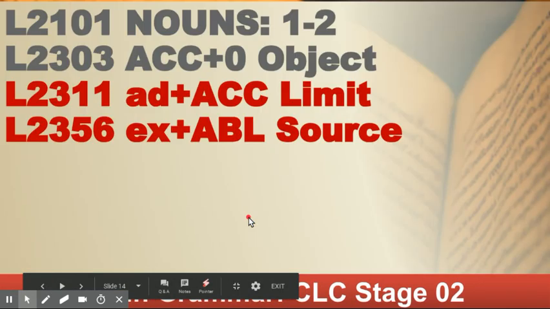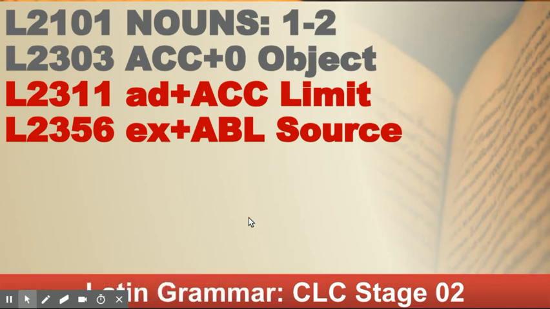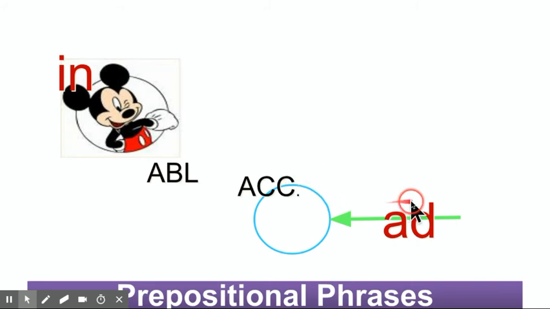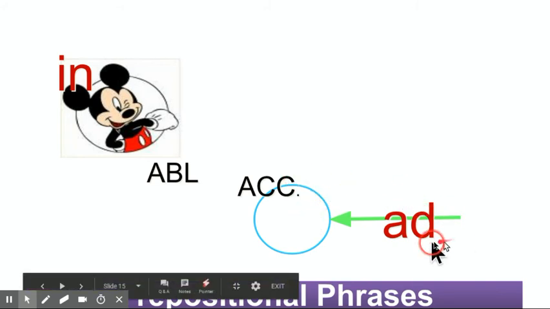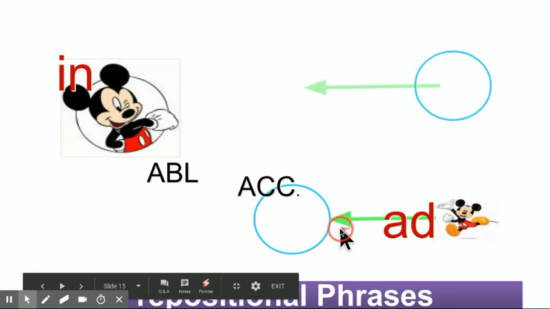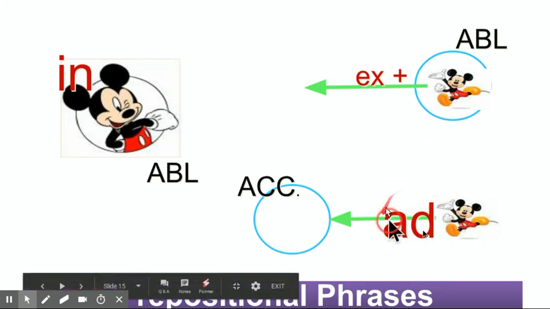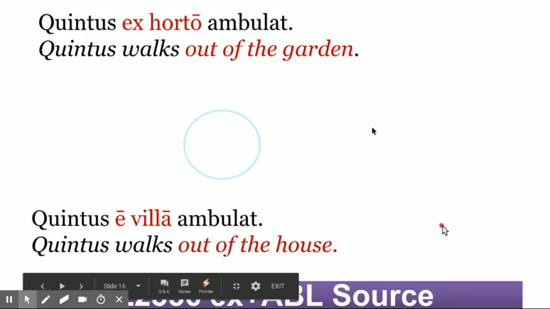Okay. Now let's add two new prepositional phrases. We've already learned in plus ablative, place phrase. Now we're going to learn ad plus accusative. The preposition ad with a noun in the accusative makes a limit phrase, to or toward. While we have ex plus the ablative, which means a source phrase, like out of, like exit. Now, ad, of course, is adduce, addition, or other things like that.